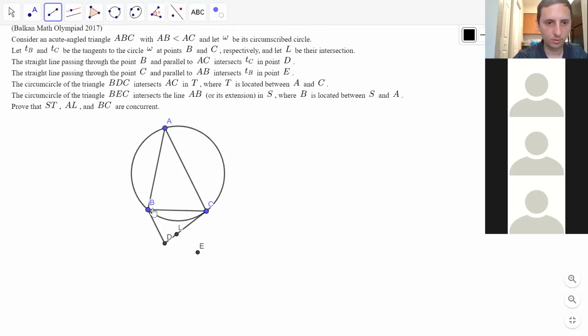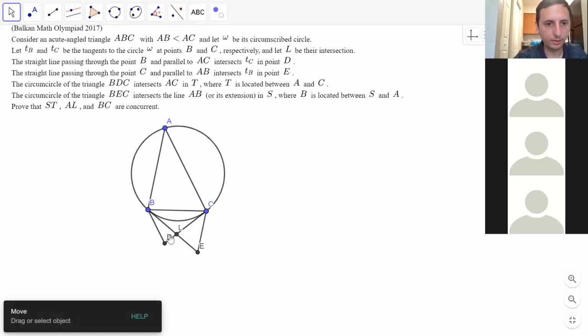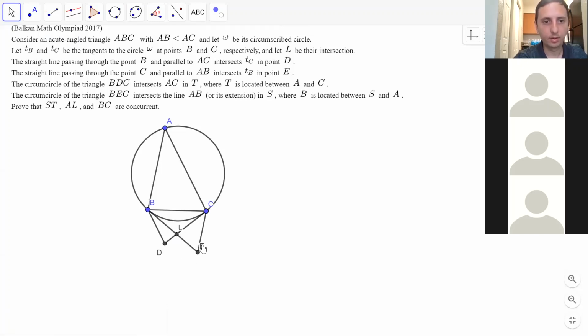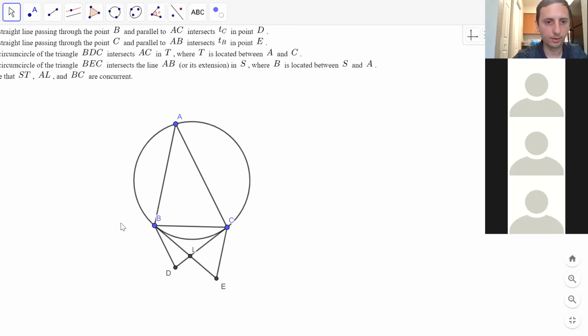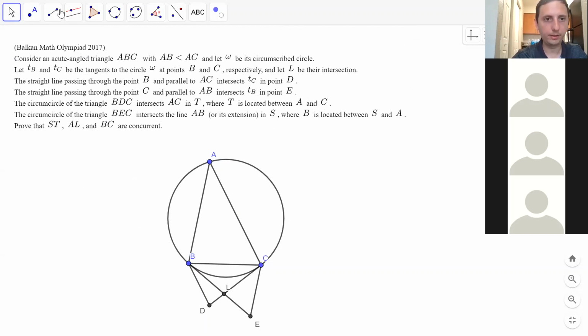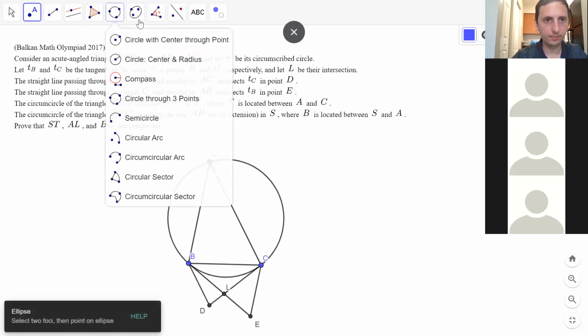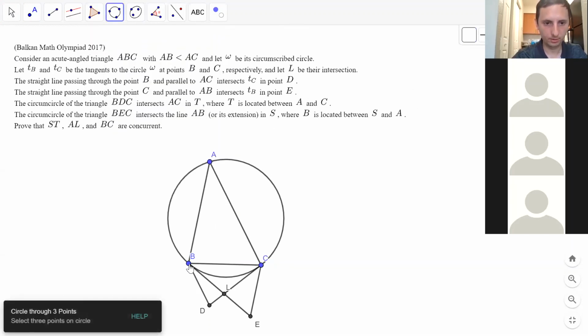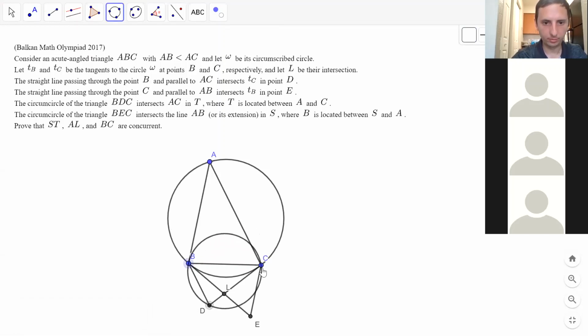All right. So LB is equal to LC. Okay, L is a symmedian. I can make it a little bigger. The circumcircle BDC intersects AC at T, and then the circumcircle of BEC.